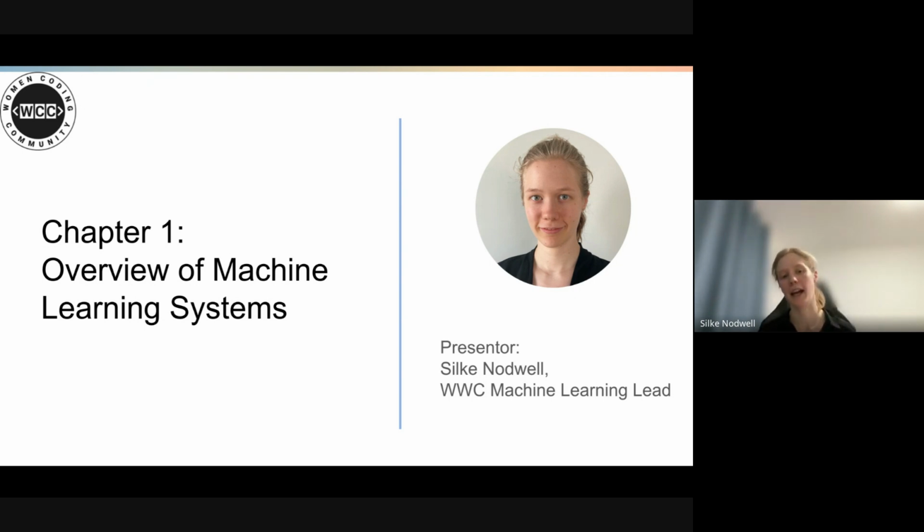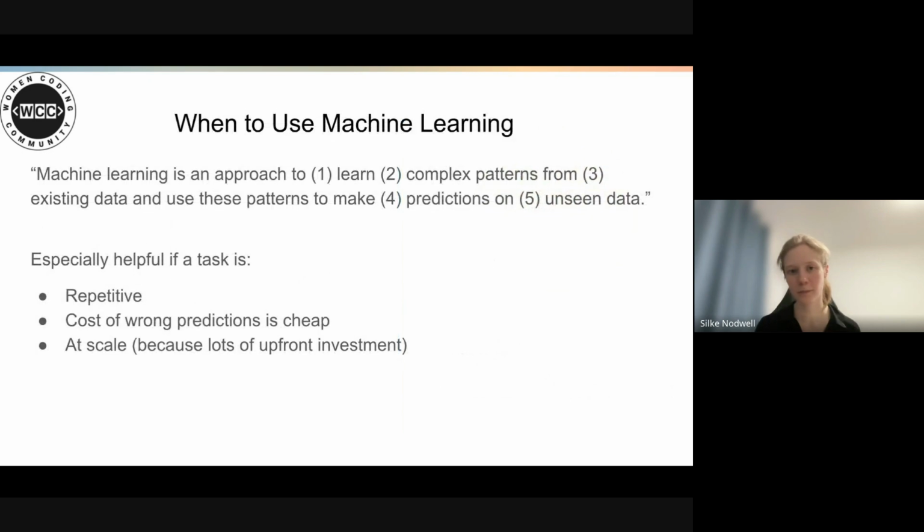So chapter 1 was just an overview of machine learning systems. Machine learning, I think, is something that people are hearing quite a lot about these days. But let's just start with the definition. It's an approach to, one, learn complex patterns from existing data and use these patterns to make predictions on unseen data. So there needs to be something to learn. It's not just a lookup table, right?